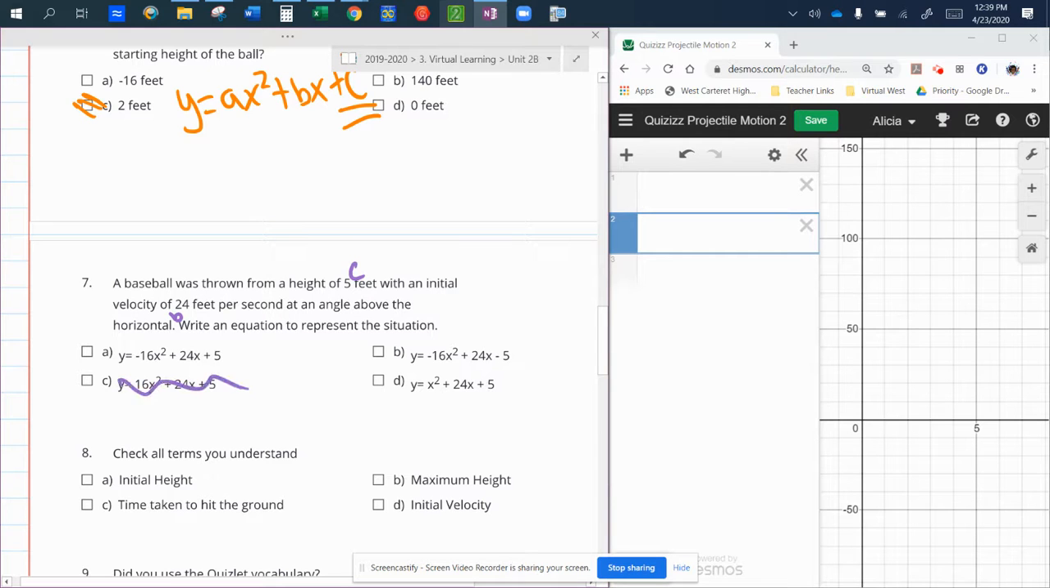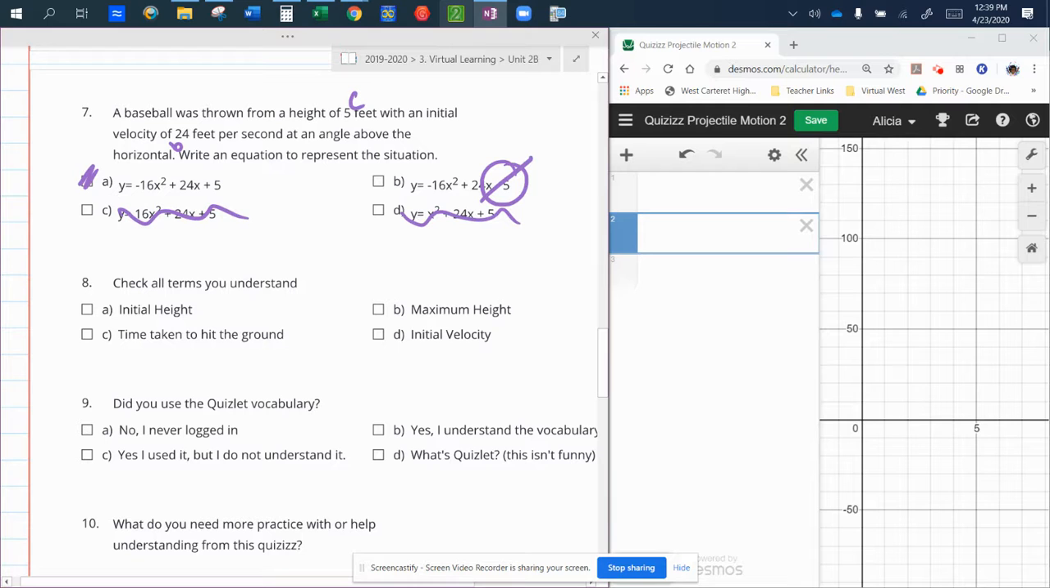So I can rule out c and d because they don't have negative 16 out front. And I can't have a negative initial height. I'm not going to throw this from underground. It needs to be above ground. So process of elimination, our answer for number 7 is A.